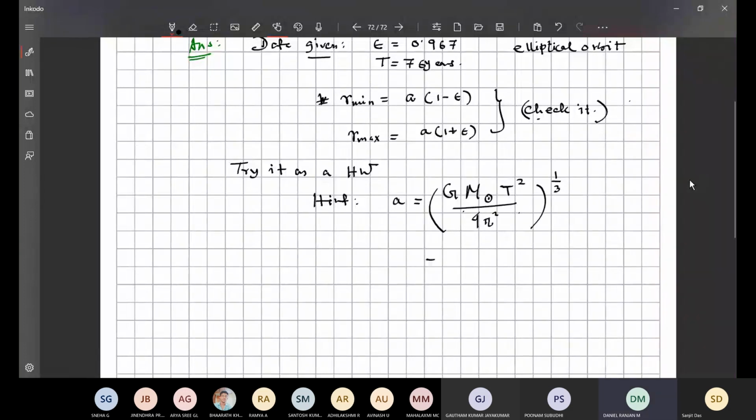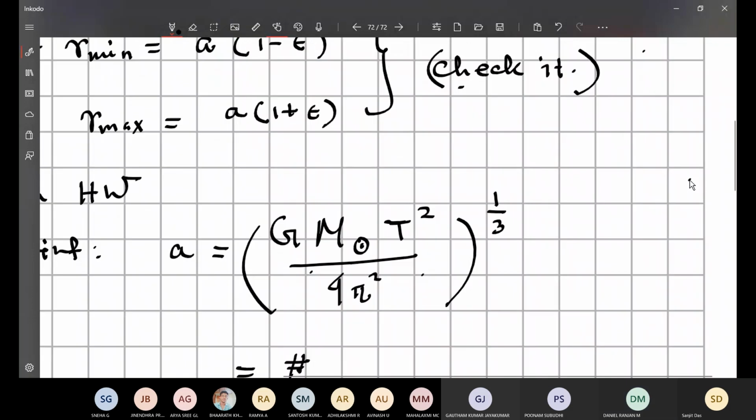Once you compute, you will get some number. This number you have to get. Once you get the number, epsilon we already know. 1 minus epsilon, 1 plus epsilon, easily you can do it, and then you can put it and you can get it. So it's a numerical problem essentially. Clear for everybody? Yes, sir.